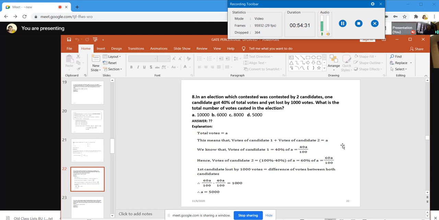The total number of votes we are going to find out, which we can consider as A. So what could we write? One candidate got 40% of the votes, 40% of the total votes. The total vote is considered as A, right?